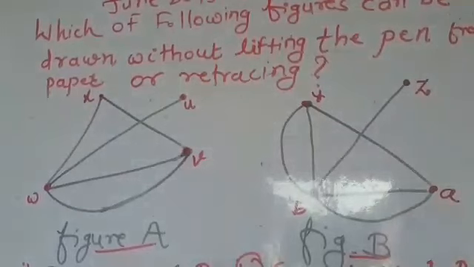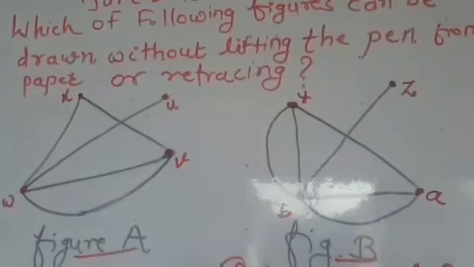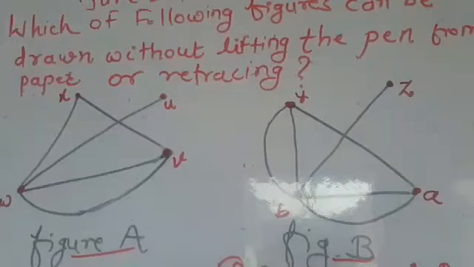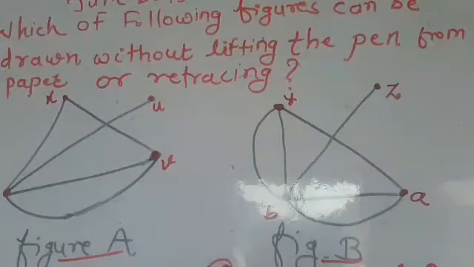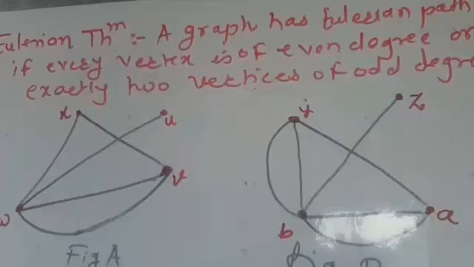We can solve this question directly by the trial and error method, drawing the diagram without retracing. But in the graph theoretical view we can see the answer quickly. To solve this question in the graph theoretical view, we first look at the Eulerian theorem.